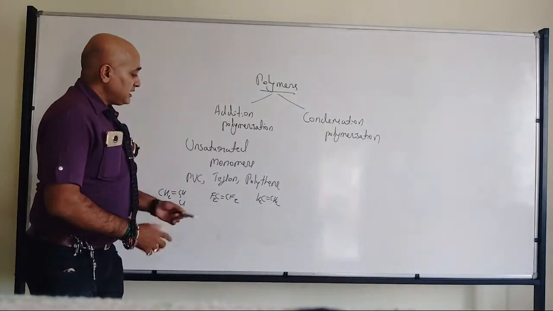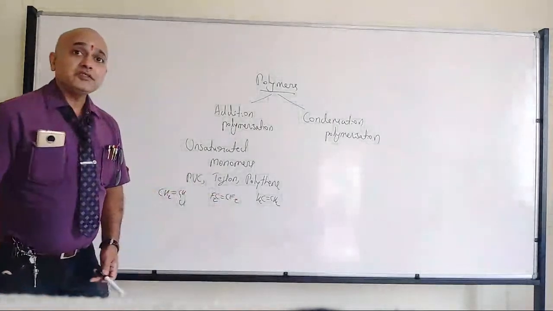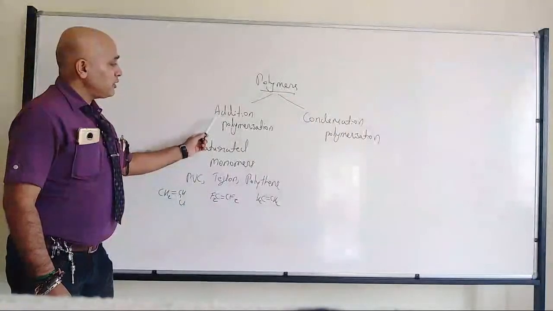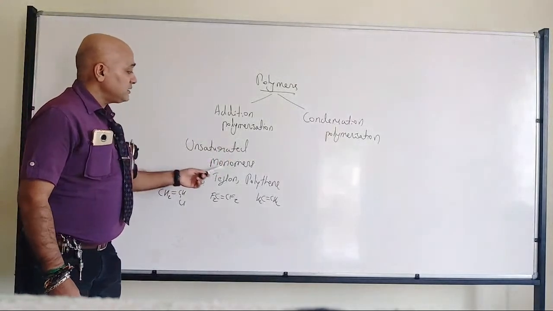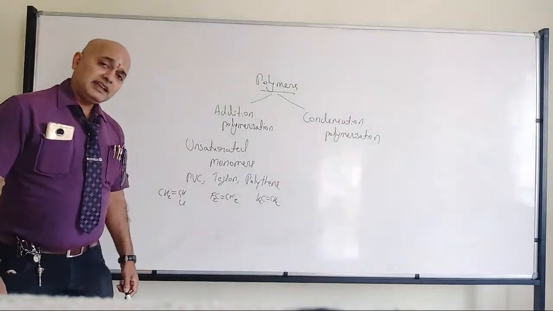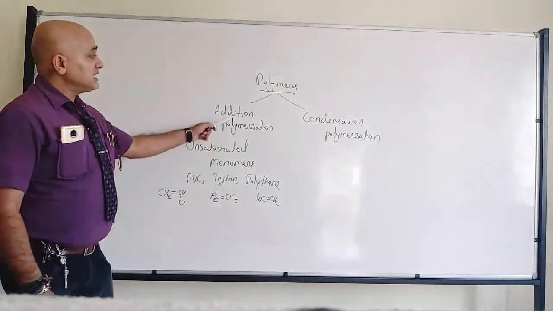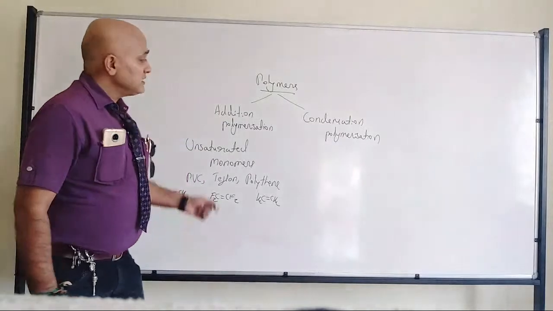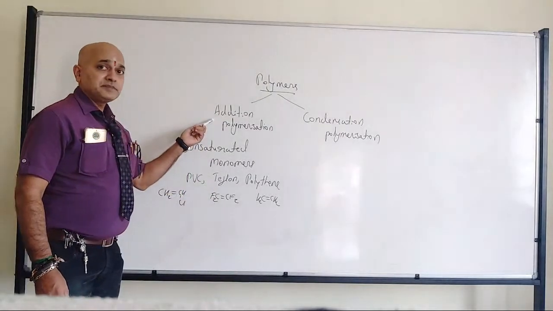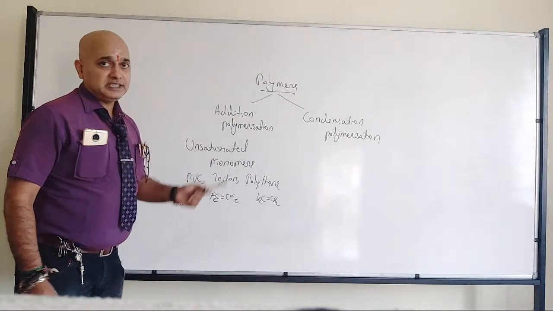So why am I writing this? Because to make you understand that addition polymerization can happen whenever we have unsaturated monomers. Clear? Have all of you understood? So that is one type of polymer, addition polymers, which is also called chain growth polymerization.